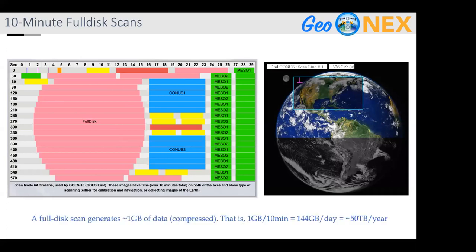Okay, so now this shows a full disk scan generates about 1 gigabyte of data. It's compressed. So that means about 144 gig a day or 50 terabytes a year. So now how many sensors do we have? We have GOES 16, 17, Himawari, GK-2A, GK-4 already, and also MTG. So that's going to generate a lot of data. And on top of that, we're going to generate products, right? So every time you generate products, it's going to double or even triple the volume.